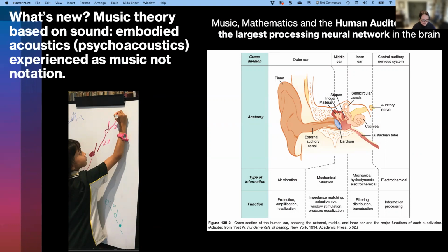We don't experience notation when we listen to or hear music, we experience acoustics. The electrical signals travel from the cochlea through the brainstem, become relayed by the nuclei and the thalamus, reaching the auditory cortex, and the mind and body respond. In other words, inclusive music education also requires acknowledgement of evidence-based research in acoustics on the importance and functions of the human auditory system, the largest processing neural network in the brain and body.